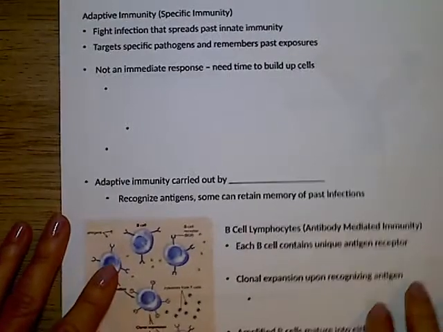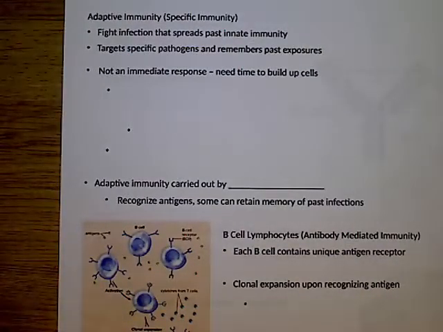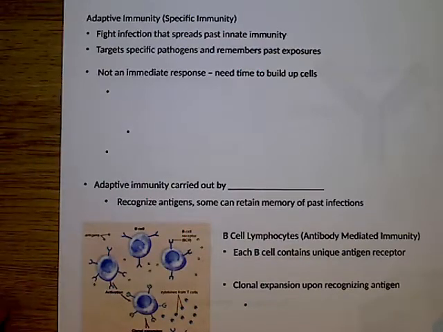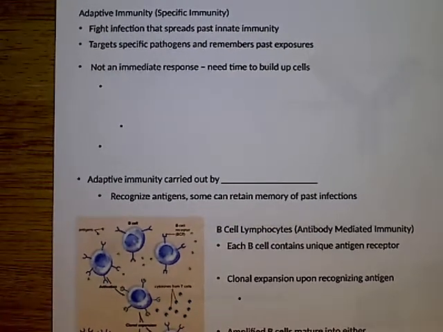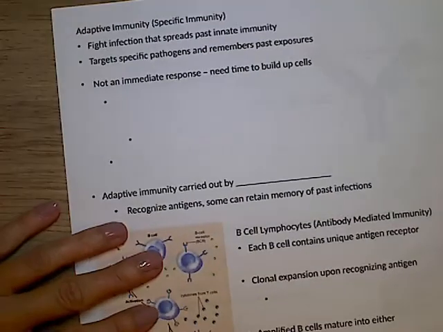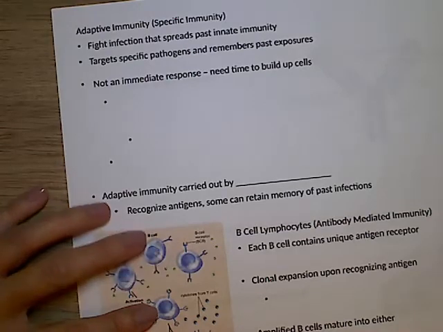All right, so that was our innate immunity, which is nonspecific, and now we're going to move on to adaptive immunity, or specific immunity. So this fights infection that spreads past that innate immunity, and it targets specific pathogens and remembers past exposures, like we talked about on the very first page. So this is not an immediate response because it needs time to build up these cells. And so first it has to recognize and identify antigens.